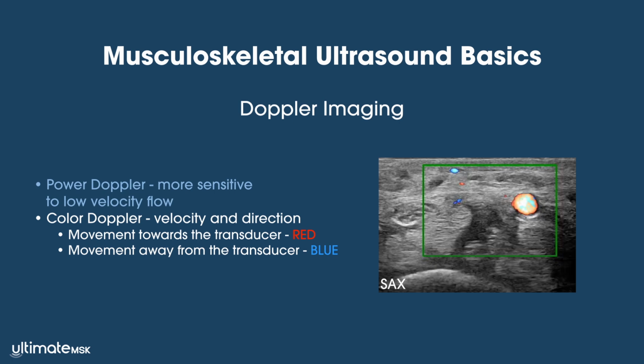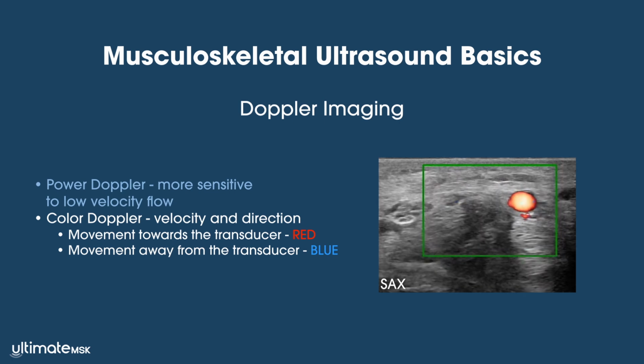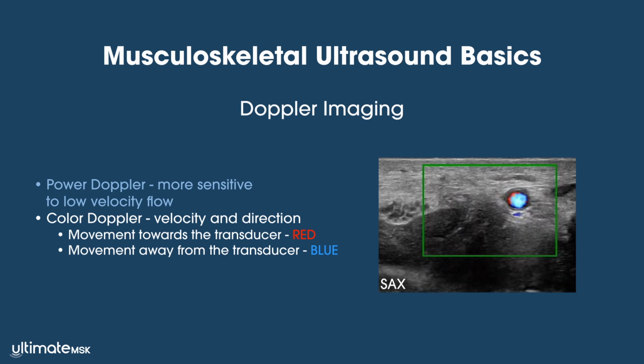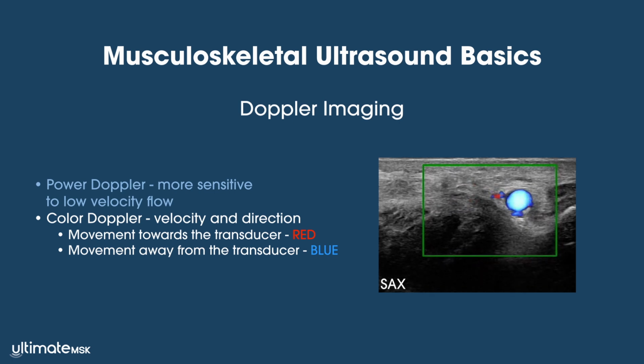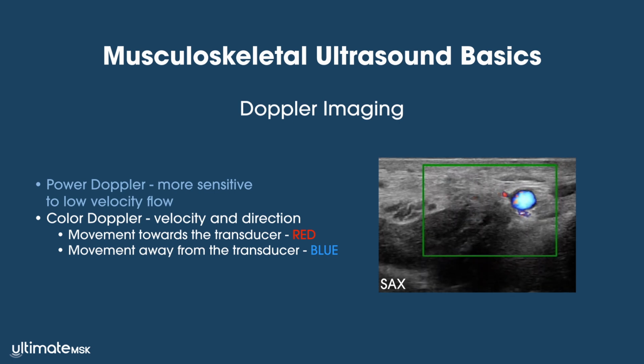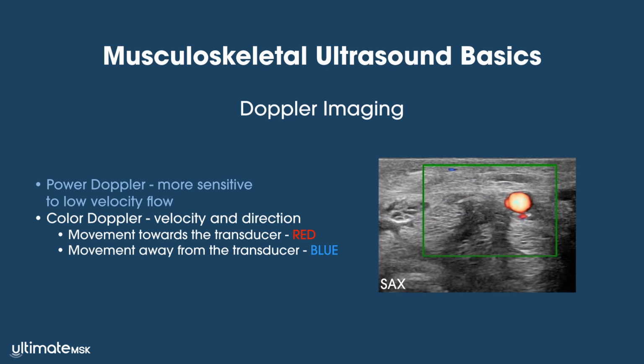Initially, the artery appears red because the transducer is angled slightly to direct blood flow towards the probe. As I slowly tilt the probe, changing the angle so that the blood flow moves away from the transducer, the vessel turns blue. When I return the probe to its original angle, directing flow back towards the transducer, the vessel appears red again.